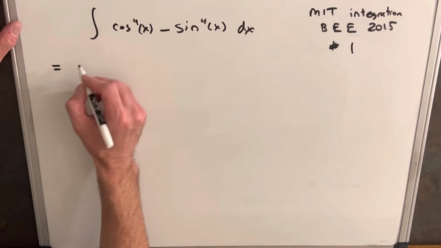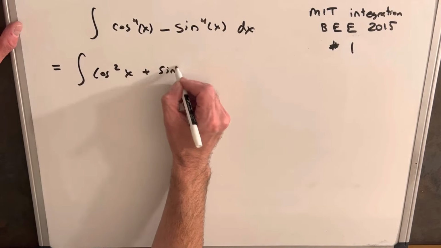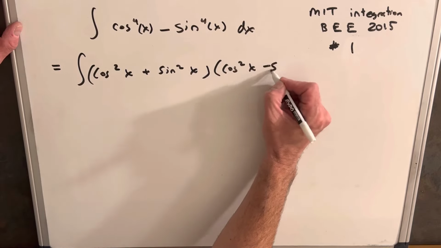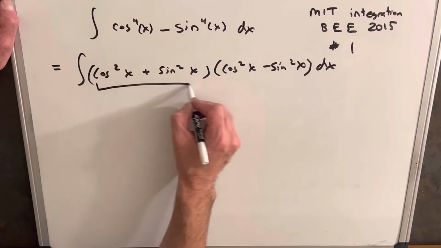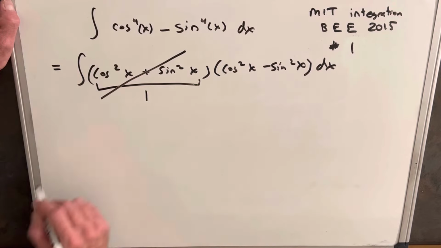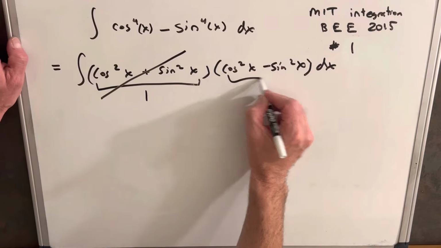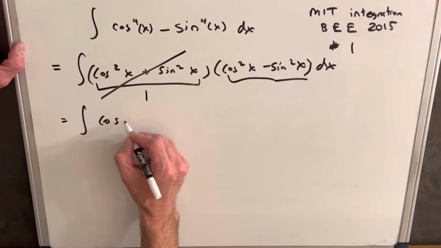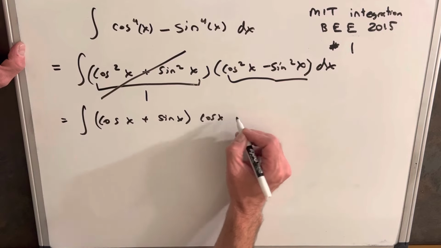So we'll rewrite this as cosine squared x plus sine squared x times cosine squared x minus sine squared x. And the beauty of this is that this piece, cosine squared plus sine squared, is just 1, so we'll cross that off. But then we can use difference of squares again on this piece right here. Rewriting this, we'll have the integral of cosine x plus sine x times cosine x minus sine x.